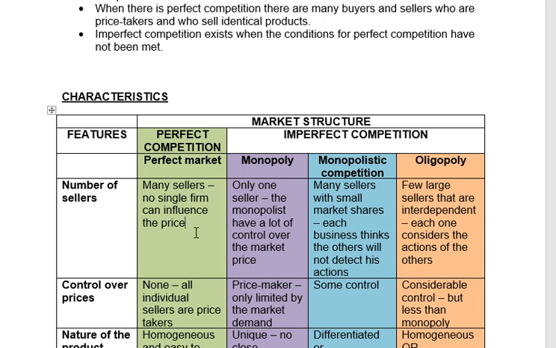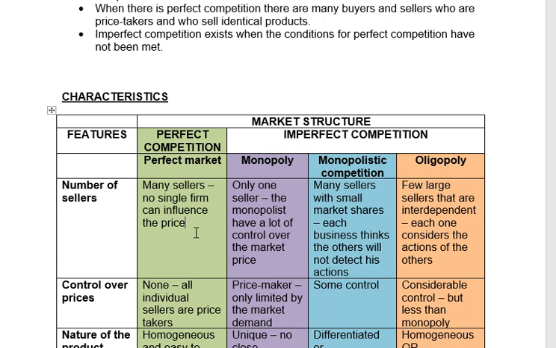In terms of the number of sellers, for monopolistic competition there are many sellers, in exactly the same way as the perfect market. Many sellers, and each of them again is very insignificant, controls a very small part of the market share, and each business thinks that others will not detect its actions.